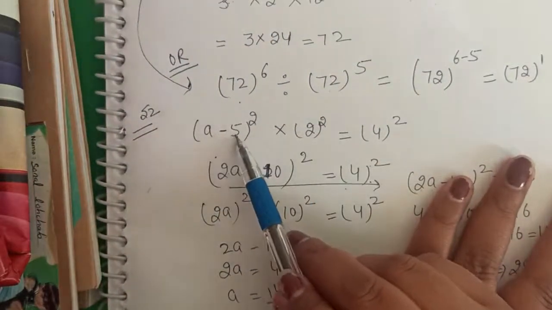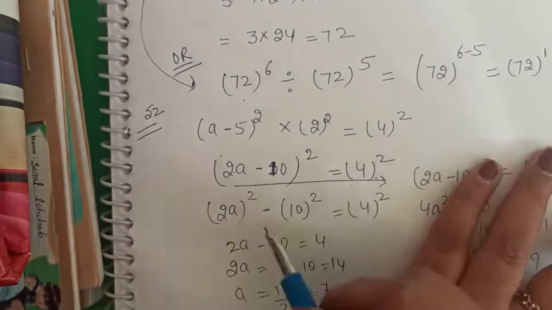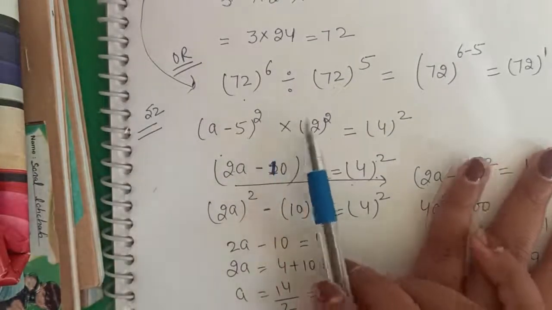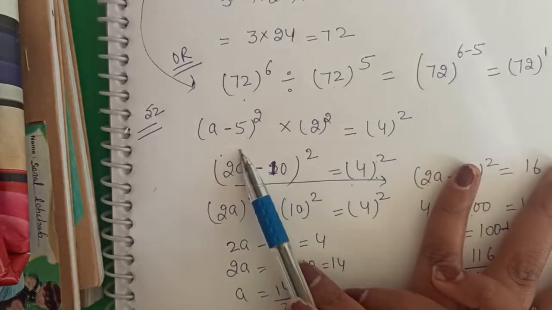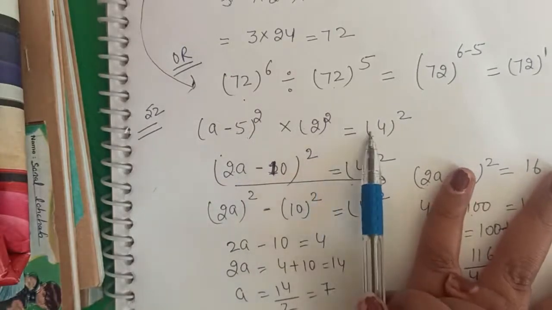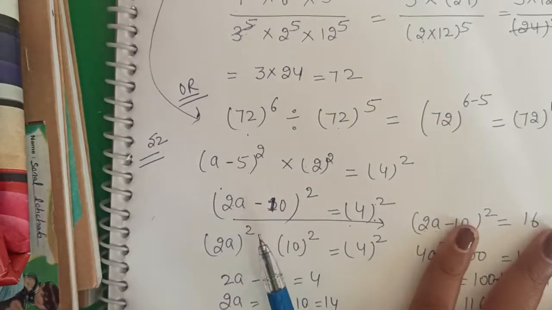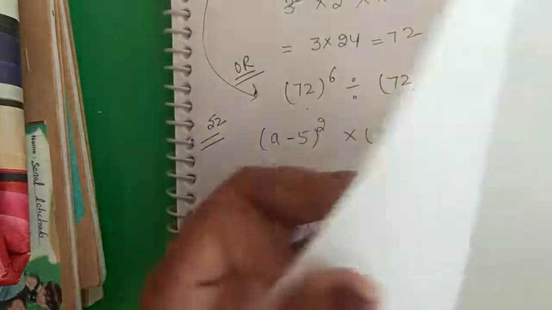Now 7 minus 5 is 2. You can check by putting the values. 7 minus 5 is 2. 2 to the power 2 multiplied with 2 to the power 2. When powers are same, we will multiply the base. 2 multiplied with 2 equals 4. The power will remain the same, as we have studied in laws of exponents. Clear, students?